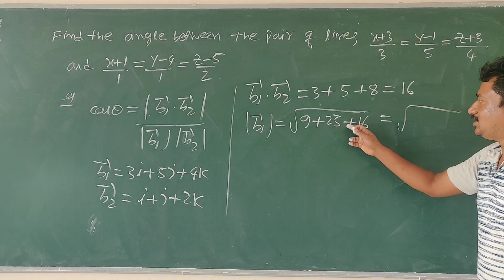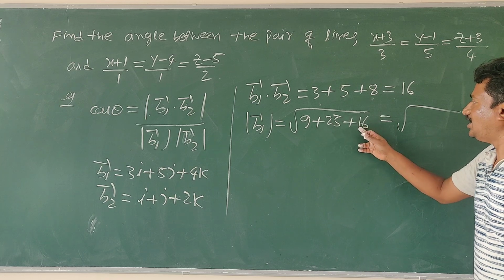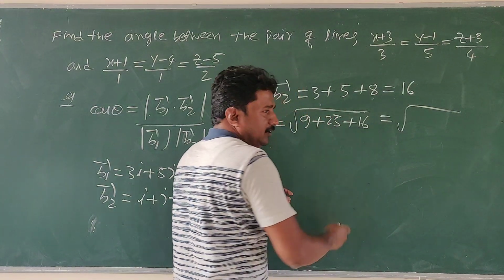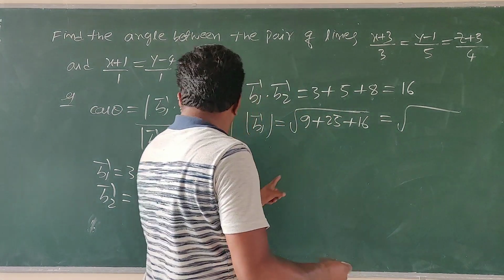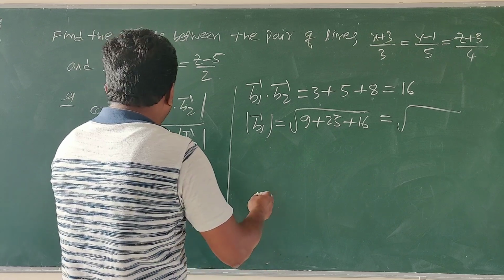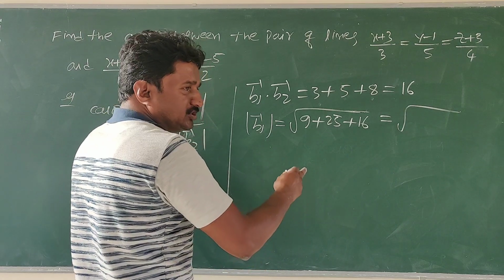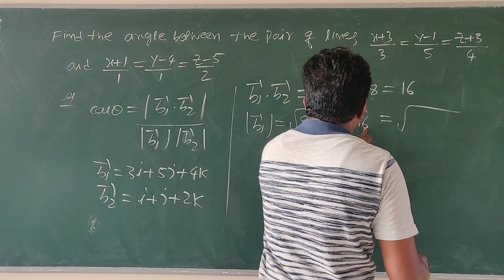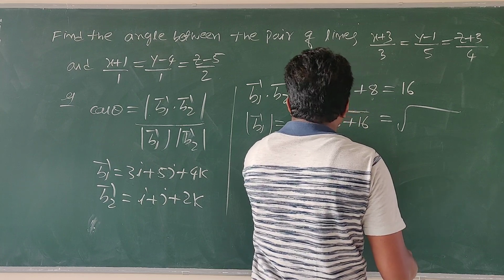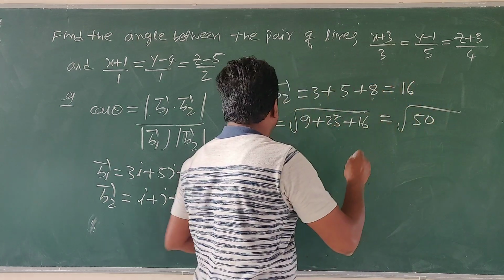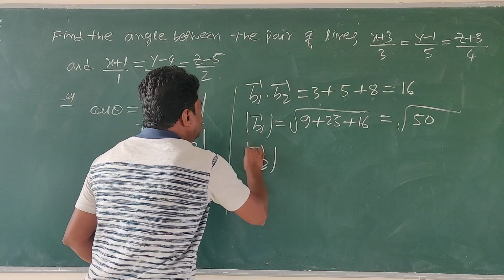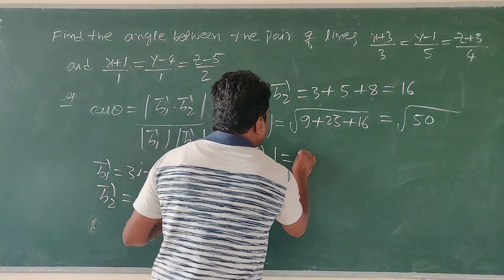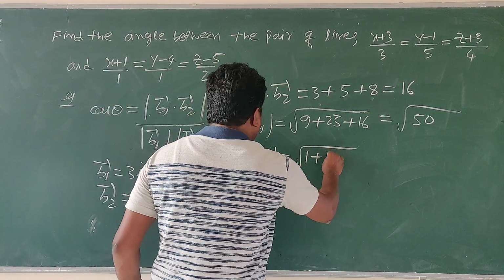Tell me this total, students. b1: 3 squared is 9, 5 squared is 25, 4 squared is 16. Correct? So the total is 50, root 50. Correct? Root 50. Now the length of b2. Use a calculator if you find it difficult. Length of b2: root of 1 plus 1 plus 4.